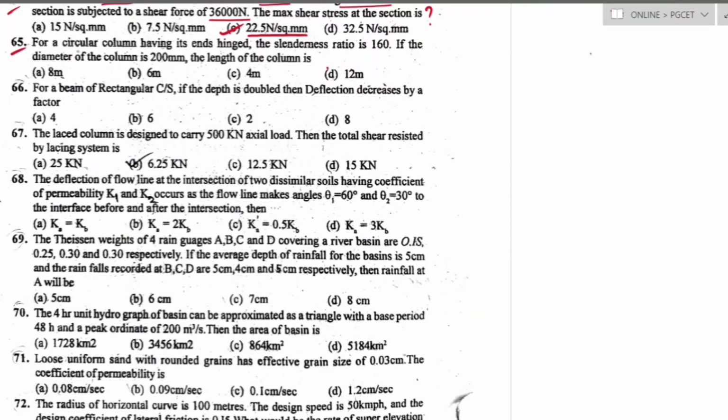Question number 65. For a circular column having its ends hinged, the slenderness ratio is 160. If the diameter of the column is 200 mm, then the length of the column is.